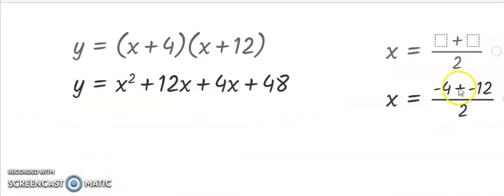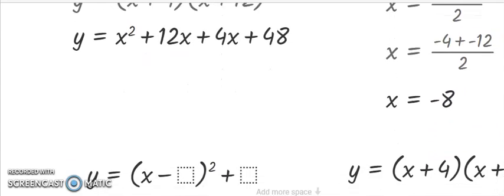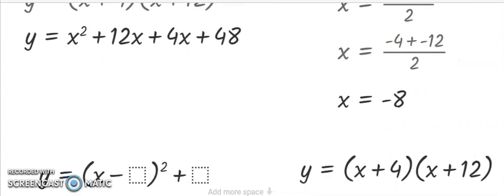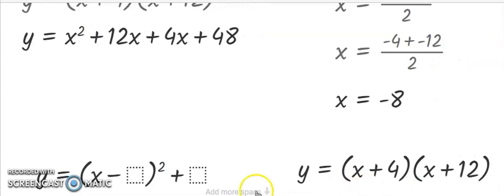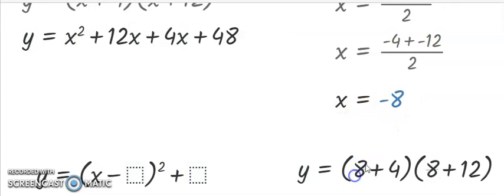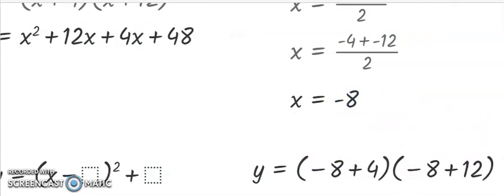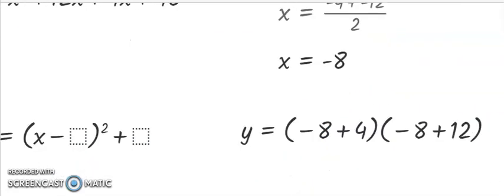We talked about how when you take those two zeros, add them together, and then divide by 2, that's going to tell us the x value of the vertex. To get the y value of the vertex, we take that answer, stick it into our equation, and solve for y.